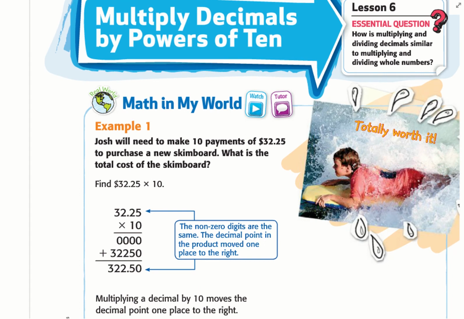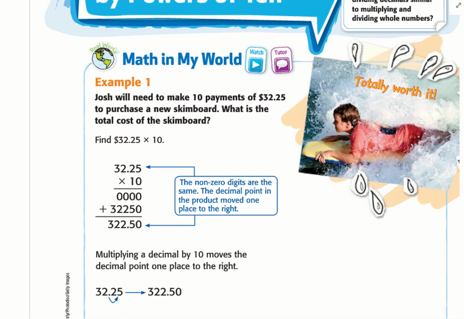So example 1. Josh will need to make 10 payments of $32.25 to purchase a new skimboard. What is the total cost of the skimboard? Well, if you notice, we're working with powers of 10, so it's 10, 1, 100, 1,000, 10,000, and so on. If you notice the example, it says the non-zero digits are the same. The decimal point in the product moved one place to the right.